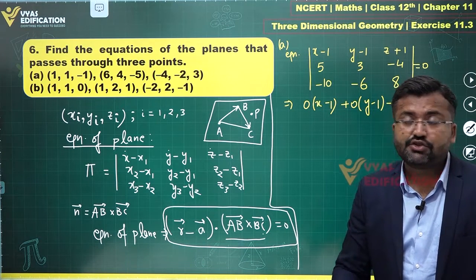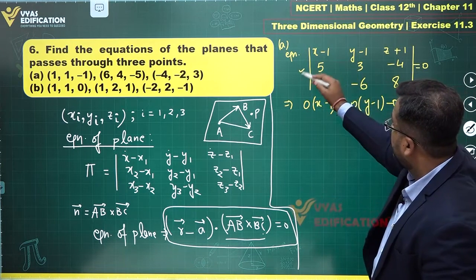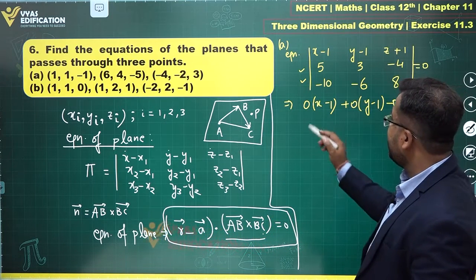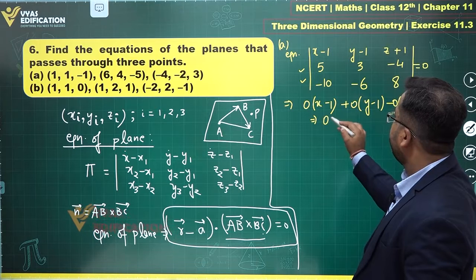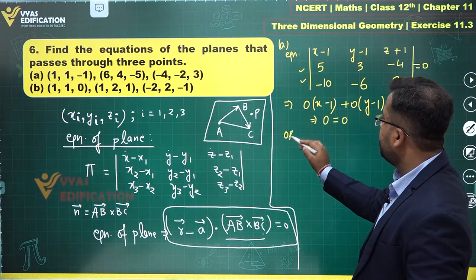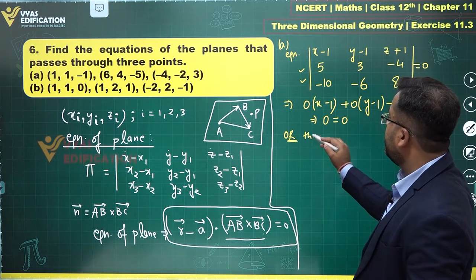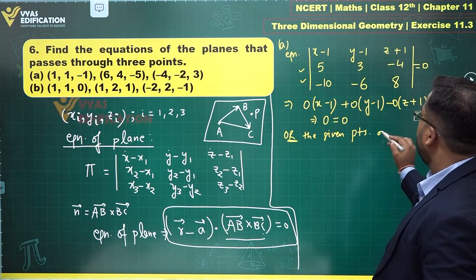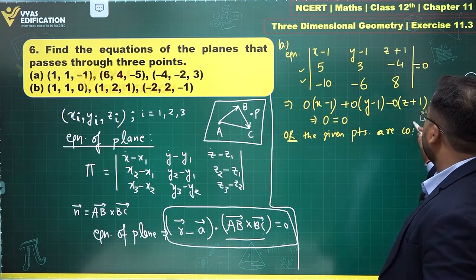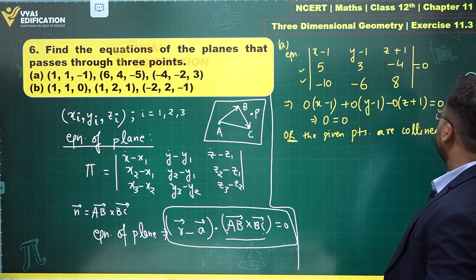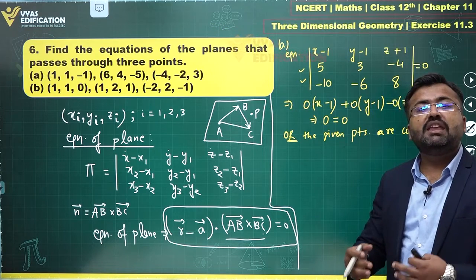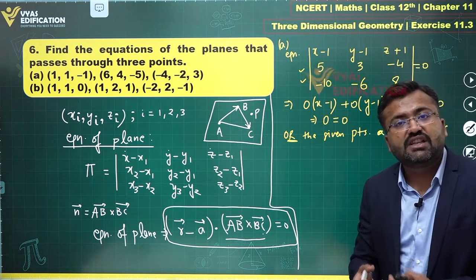Basically, the direction ratios of the two are directly proportional. Therefore, we can simply say that the given points are collinear. Since the given points are collinear, what can you comment about the equation of plane? There will be many planes passing through these 3 points.